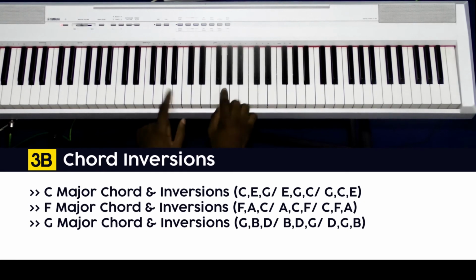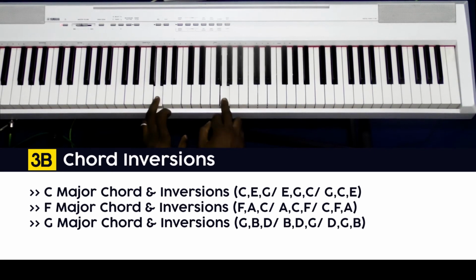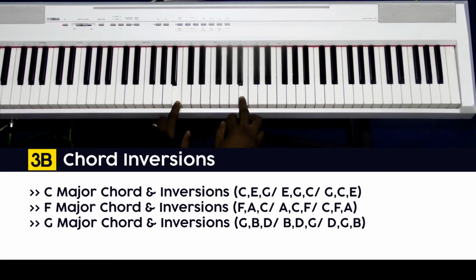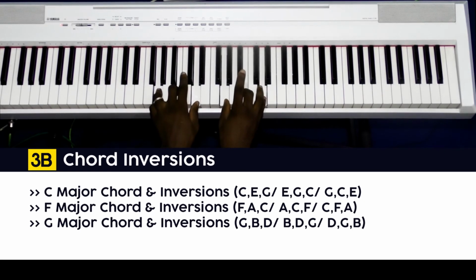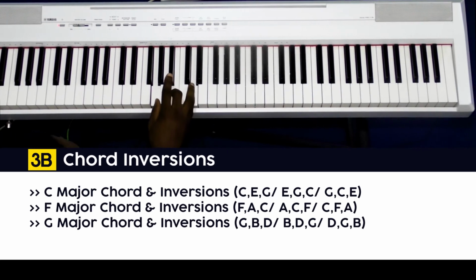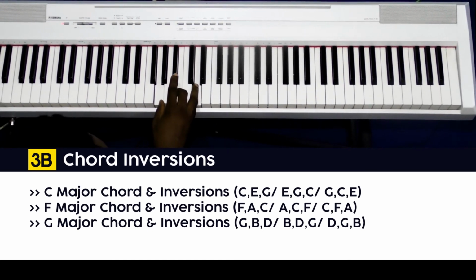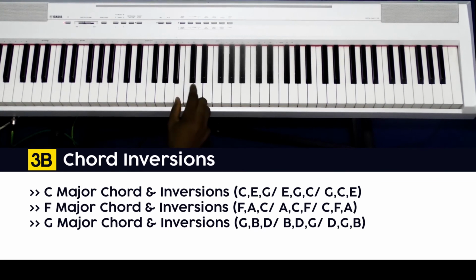Now the next chord is our G. G major chord. Remember we said G major chord is simply your G, your B, and your D. Okay, so G, B, D. Now on this hand, notice if this is the root chord, our first inversion then will be starting from your B, then your D, then your G.